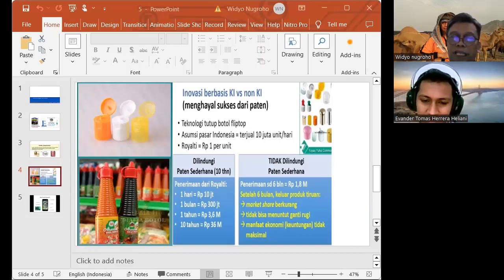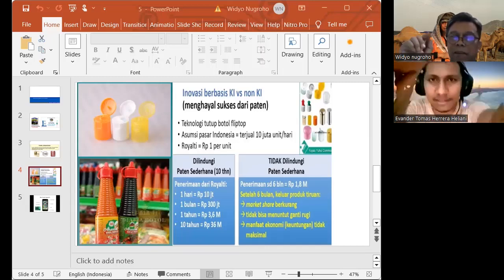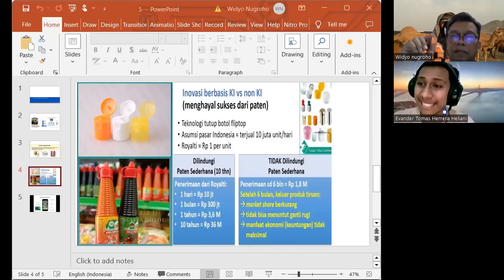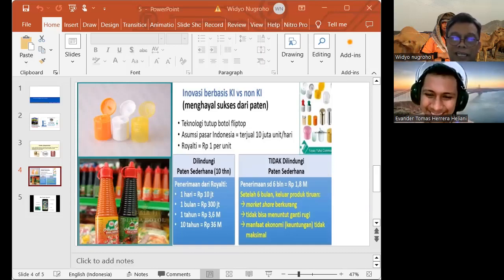However, if it is not protected by a patent, the income received would be only 1.8 billion rupiah for up to 6 months. Then in the following years, the market share decreases because counterfeit products emerge after 6 months, and we cannot claim compensation, resulting in suboptimal economic benefit or profit.